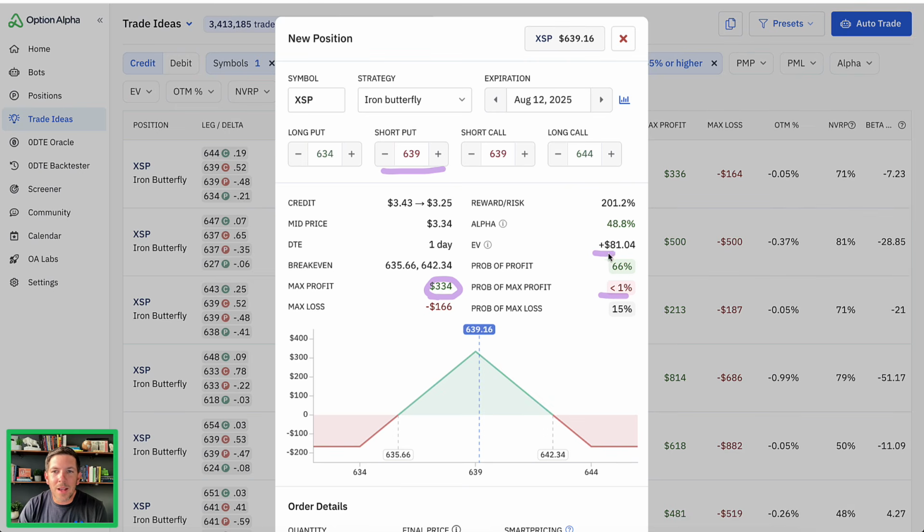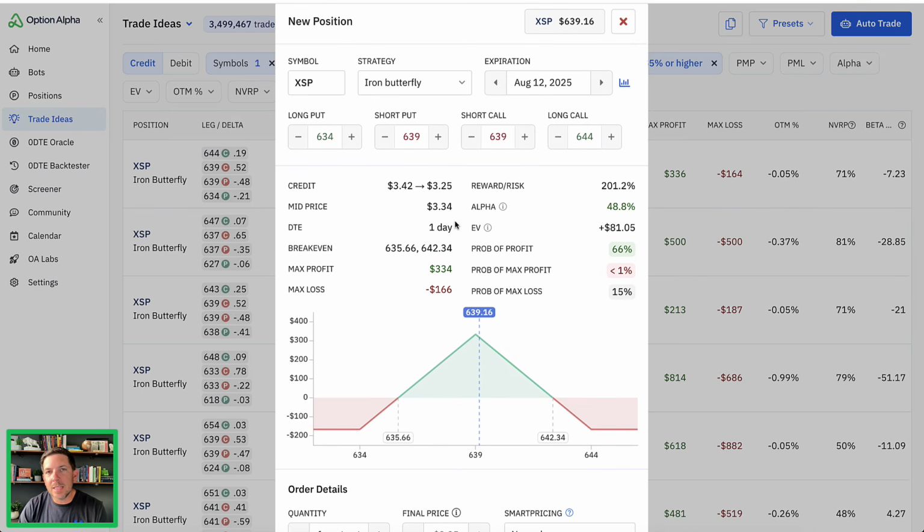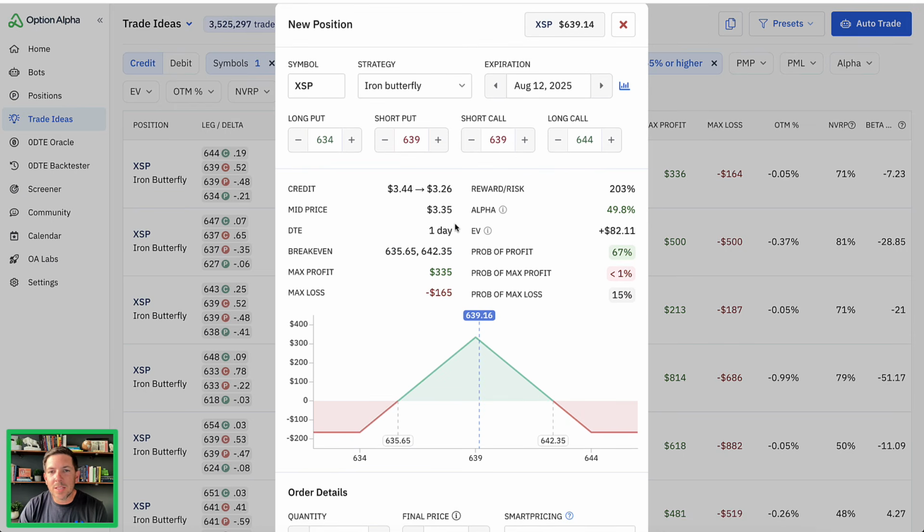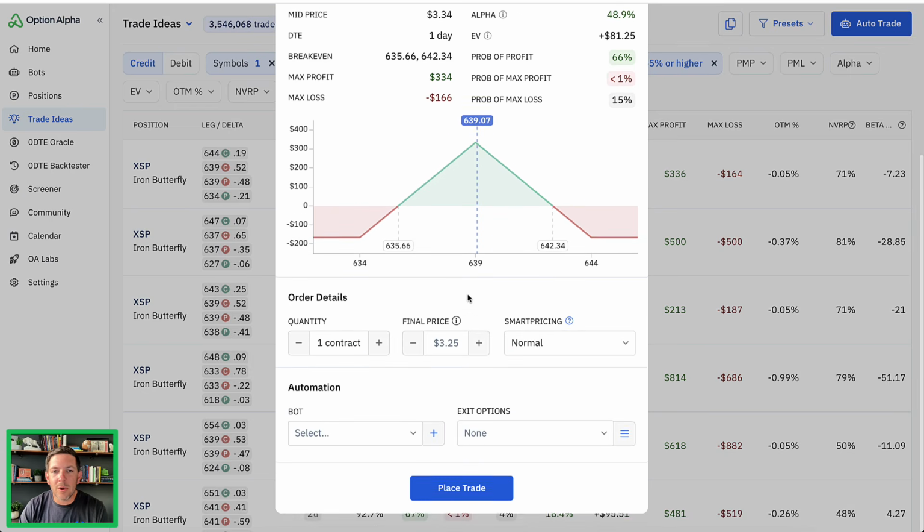But the expected value of this trade is still positive $81. It's got positive alpha, great risk to reward. And in this case, we're risking about $165, so a very small position that you could get into. I would ideally even close this one early if I could get a profit, maybe 40 or 50%. You're never going to get that whole $335 profit, but you could shoot for something a little bit more aggressive if you wanted to and hold the position longer.